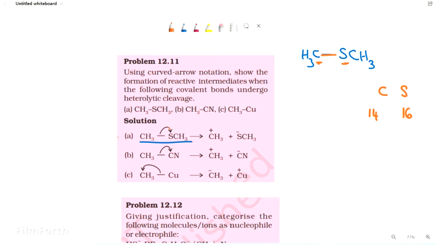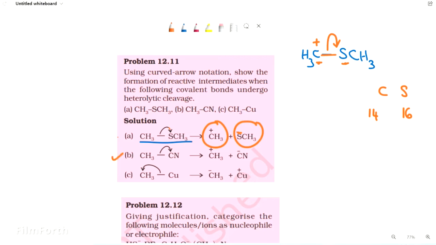What I'm trying to say is that sulfur is more electronegative than carbon, so the electron pair will shift towards sulfur, making sulfur negatively charged because the electron pair is shifting towards sulfur, and carbon is not getting any electron pair, so carbon will get a positive charge. So CH3 plus and SCH3 minus. Why will S have this negative charge? Because sulfur acquires the electron pair due to high electronegativity compared to carbon.